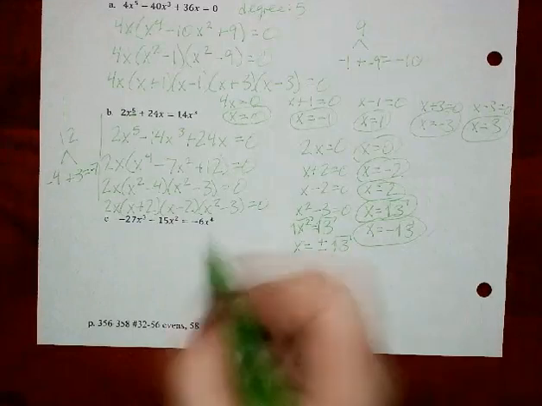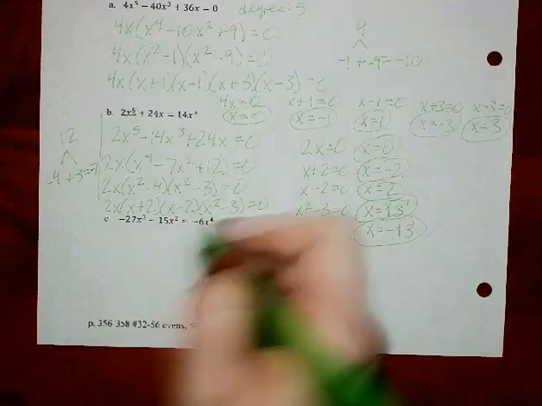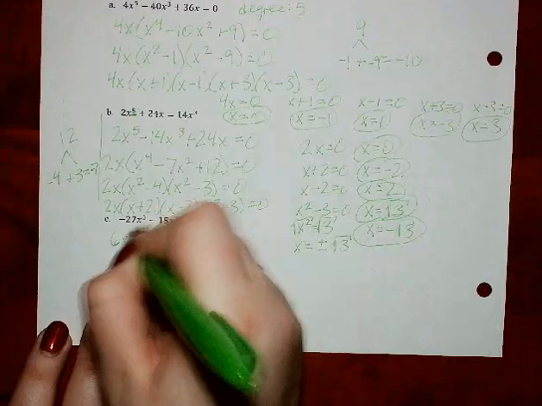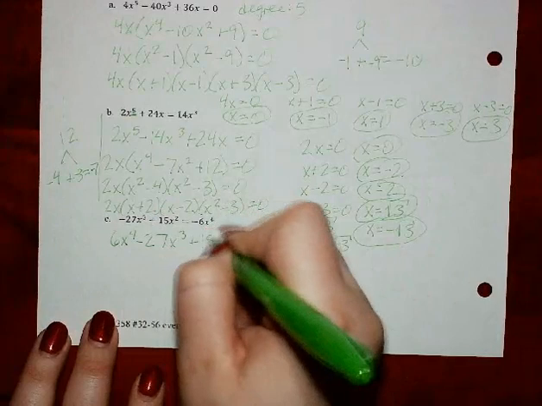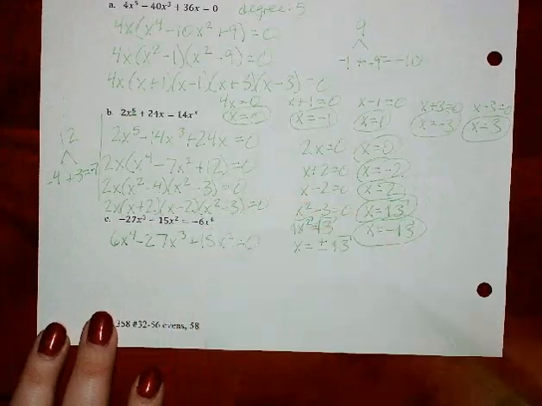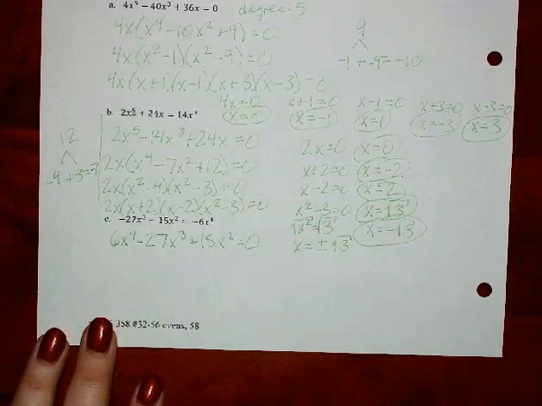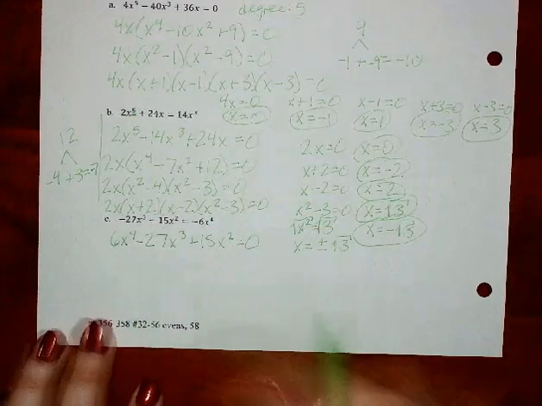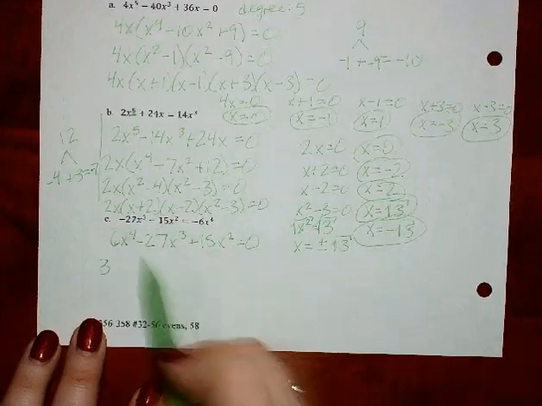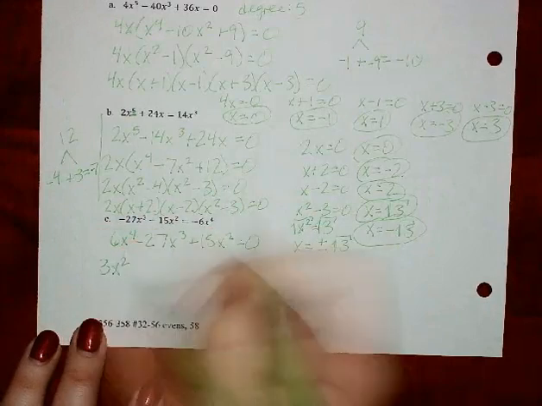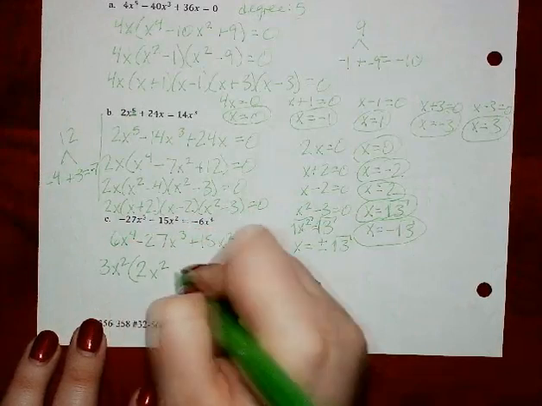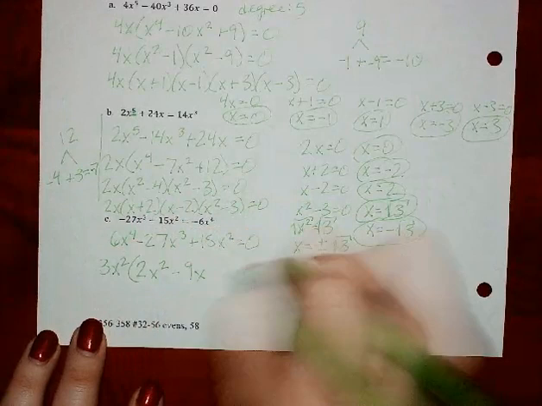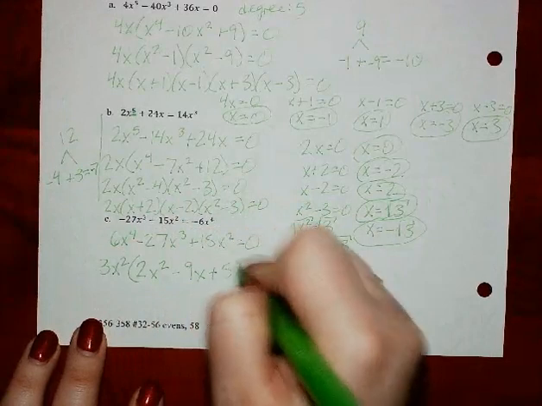And our last one here. Again, we move this one over. So I get 6x to the fourth minus 27x to the third plus 15x squared equals 0. Now I factor out our common terms. I know everything's divisible by 3. And everything has at least an x squared in it, so I'm going to factor that out. I'm left with 2x squared minus 9x plus 5 equals 0.